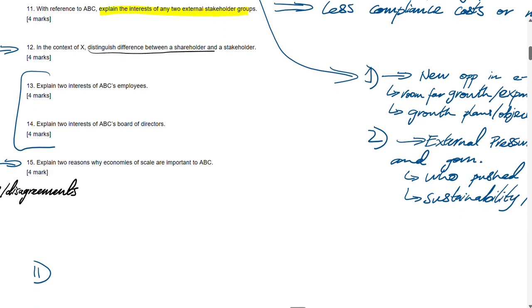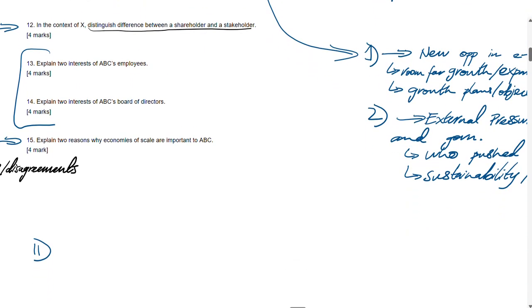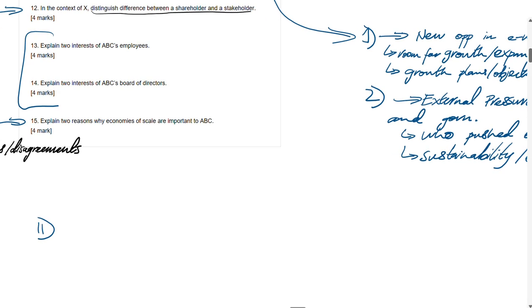Now we're asked to distinguish the difference between shareholder and stakeholder. That is a great question, actually. And honestly, I think I've seen this question once, maybe in a mock, but this is definitely a possible question that could come up. So, what is a stakeholder? A stakeholder is anyone who is affected or has an active interest in the company's decisions.